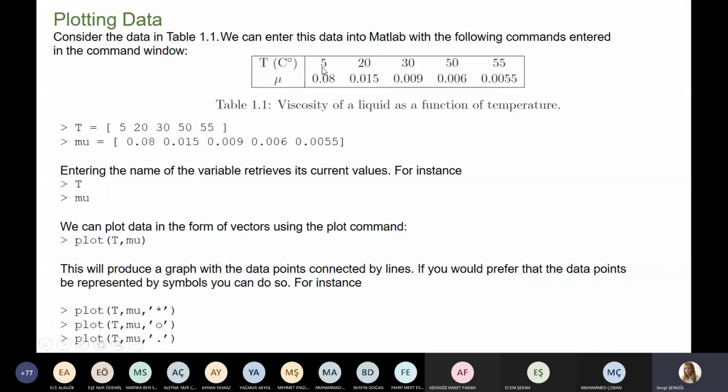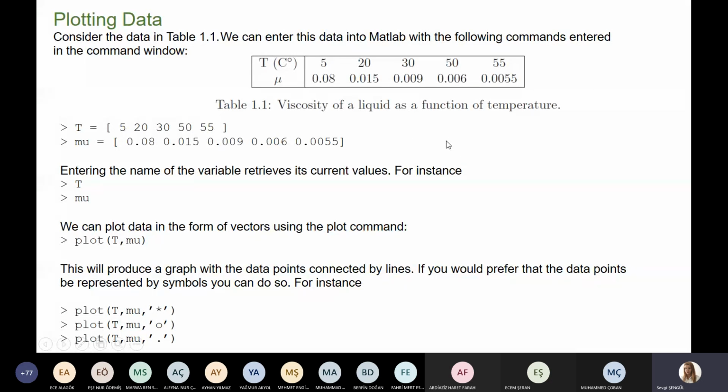When it is 5 degrees, the viscosity is 0.08, some liquid you have. And when it's 20 degrees, the viscosity is 0.015. So it is increasing a little bit and decreasing and decreasing again, something like this with degree. Of course, this is just 5 data points, so you can see it. But for bigger ones, you need to see the general form of the behavior. Let's plot that one, okay?